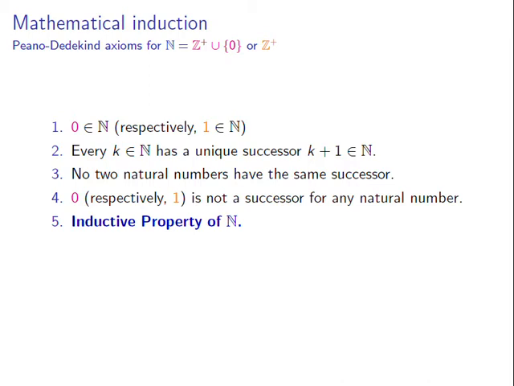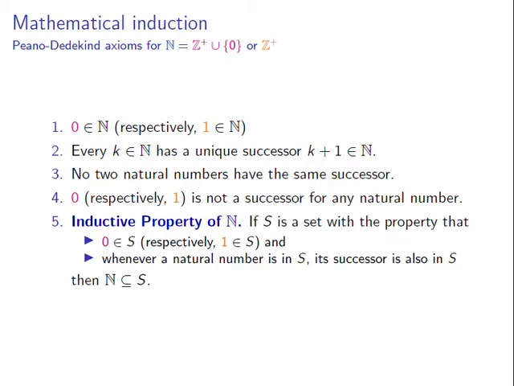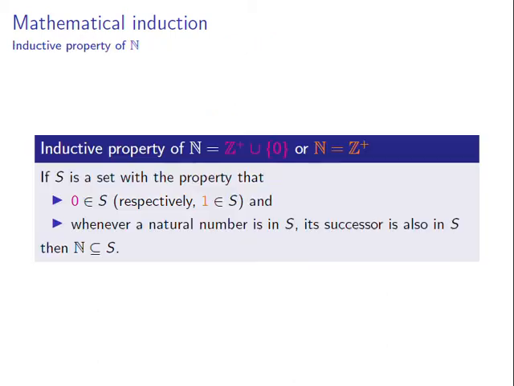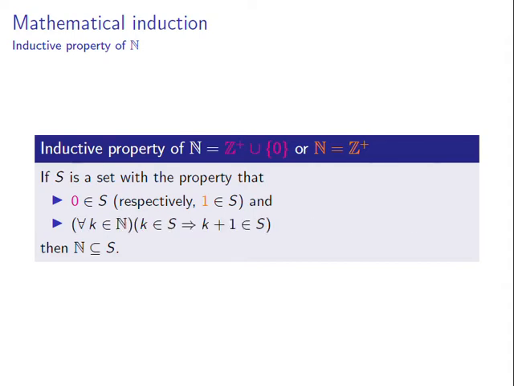It states that if S is a set with a property that 0, respectively 1, is in S, and whenever a natural number is in S, its successor, which is defined in axiom 2 above, is also in S, then the set S contains the entire set of natural numbers. The second condition is equivalent to the quantified statement: for any k in ℕ, if k is in S, then k plus 1 is in S.